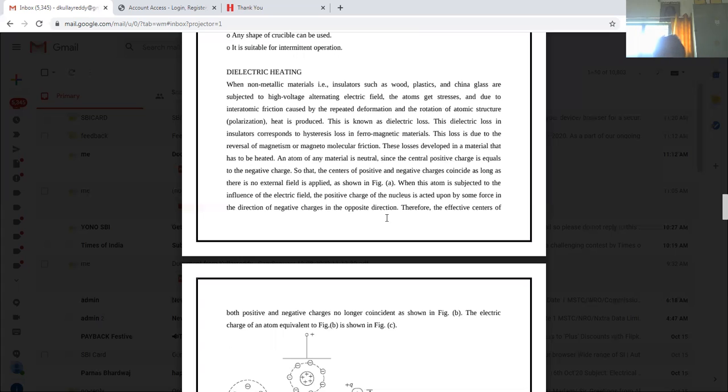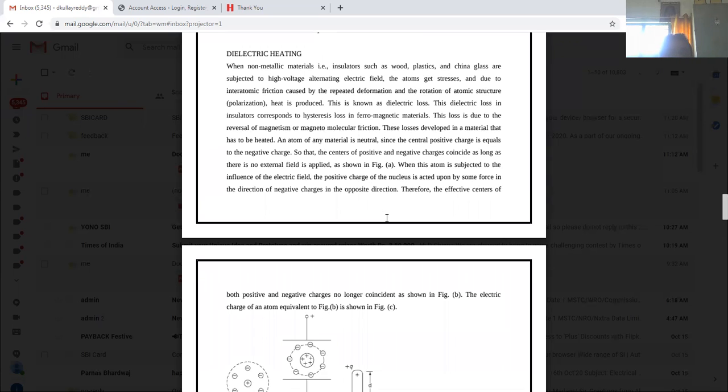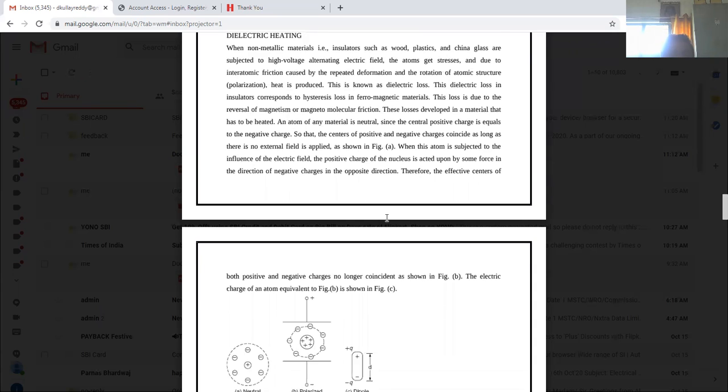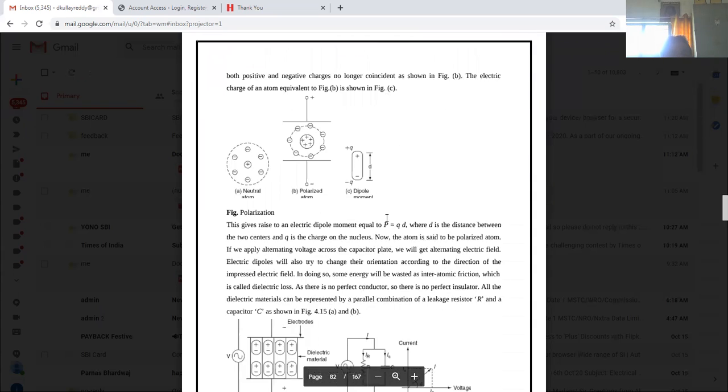Next, go for dielectric material, dielectric heating. What are the dielectric materials? Non-metallic materials are charged here: wood, plastic, china, glass, or other non-metallic materials. If you give a supply connected to the dielectric material, it is heated and the energy is transferred.